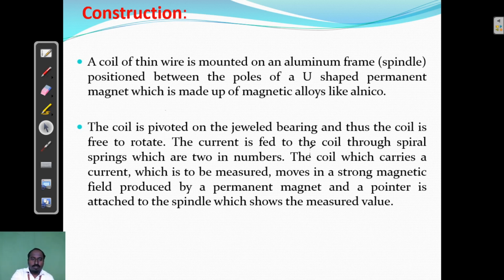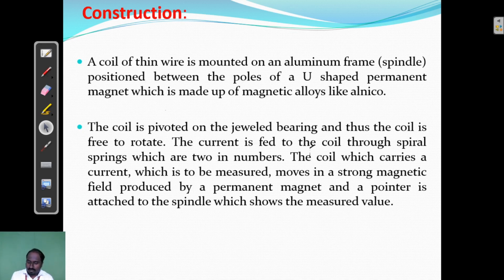Then the coil is pivoted on a jewel bearing so that the coil is free to rotate. The current is given to the coil through spiral springs. There are two spiral springs. The coil which carries the current to be measured moves in a strong magnetic field produced by the permanent magnet. The pointer is attached to the spindle, which shows the measured value.